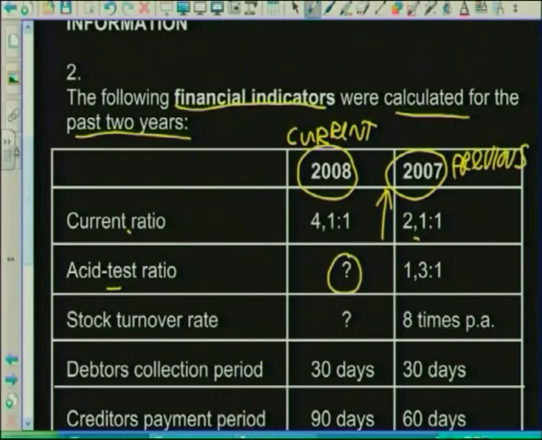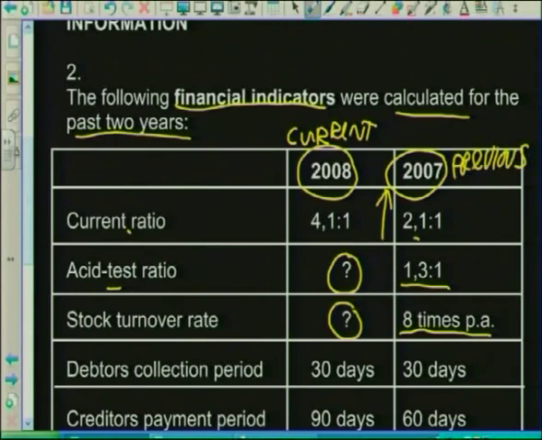So somewhere in the question, I'm assuming they're going to ask us to calculate the asset test ratio for 2008. 2007 is given to us, 1,3 is to 1. Next ratio given, stock turnover rate, again, 2008 missing, we probably have to do a calculation. 2007, it is 8 times per annum.